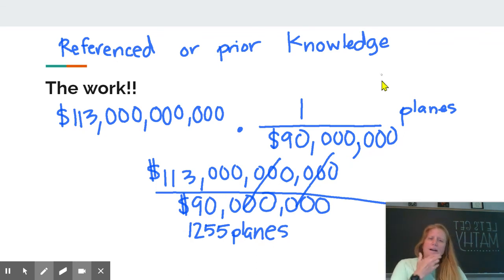So that is a quick snapshot of using referenced or prior knowledge. In my next video, I'm going to demonstrate how you would use prior knowledge with a classic problem of converting your age in years to minutes.